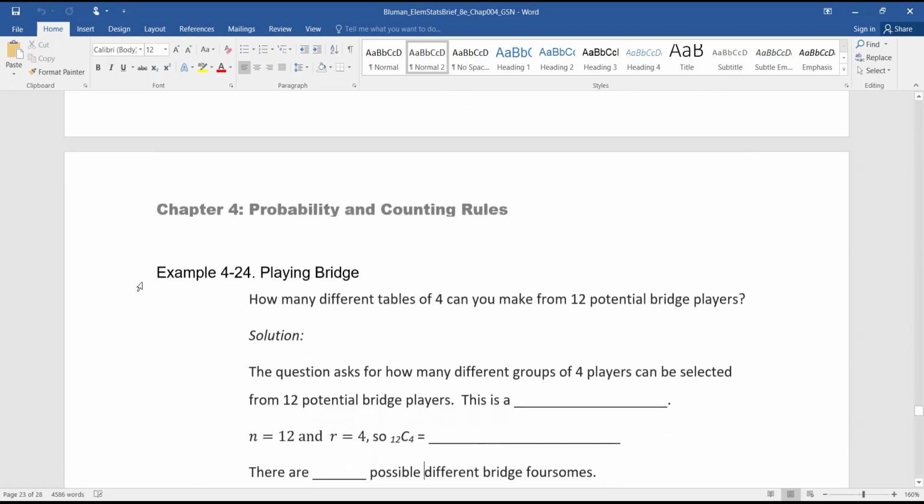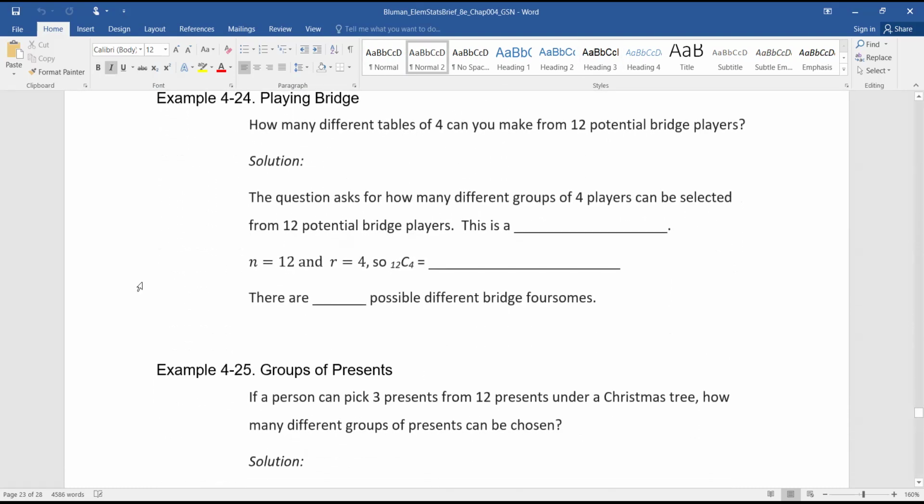So let's look at example 24 using that formula on your page. This one says how many different tables of 4, so this will be my r, can you make from 12 potential bridge players? So this is n. If I group them up, it's not going to matter how they got grouped up. If they're first, second, third, or fourth, they're still going to be in that group. So I can see here that order doesn't matter. So this is a combination.